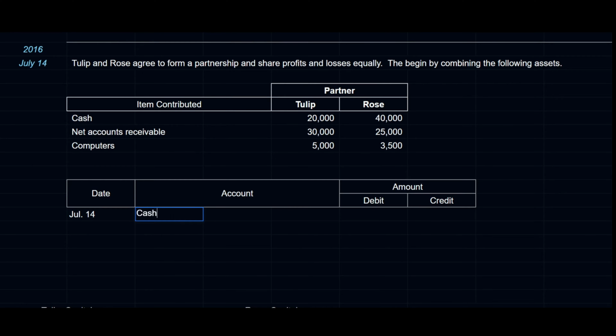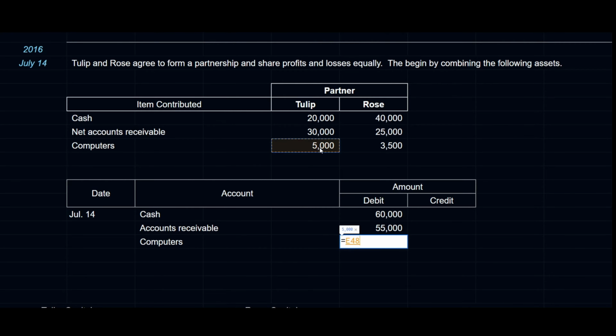We would debit cash, debit accounts receivable, and debit the computers or equipment. We could calculate this as follows. The cash would be Tulip's contribution plus Rose's contribution. We would do the same for the accounts receivable. And once again, we would do the same for the computers.